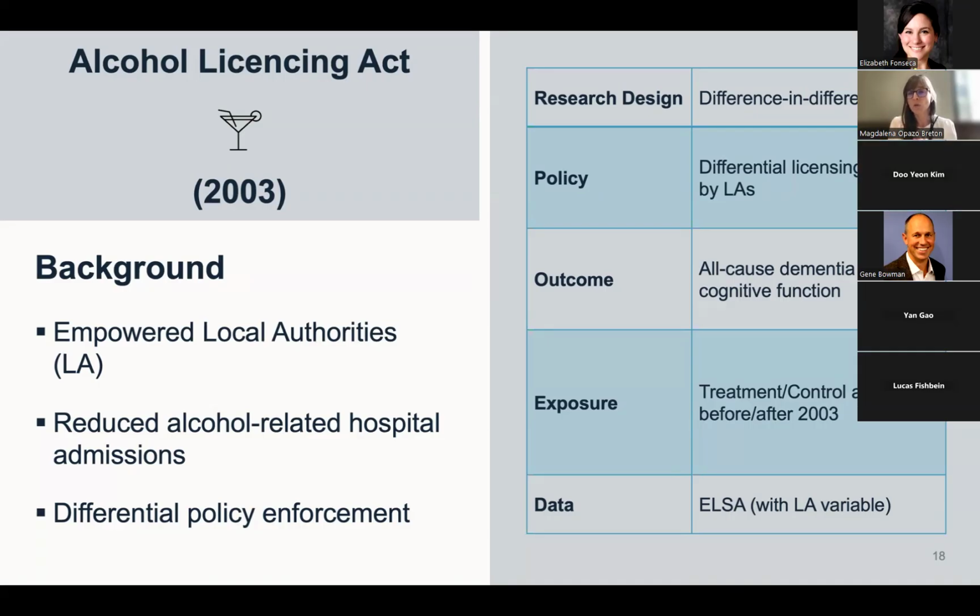I'm expecting to use that differential enforcement to study the effect on dementia. I will use a difference in difference design and use this differential intensity by local authority as a treatment strategy. And the outcome will be all-cause dementia and cognitive function. Because it's a difference in difference, I will need to create a treatment and control group and, under certain assumptions, compare them before and after 2003 to see if there's an effect on dementia. The data for this study will be the English Longitudinal Study of Ageing, because it has information at a local authority level. And I think it's the only one that has information at a local authority level so far.